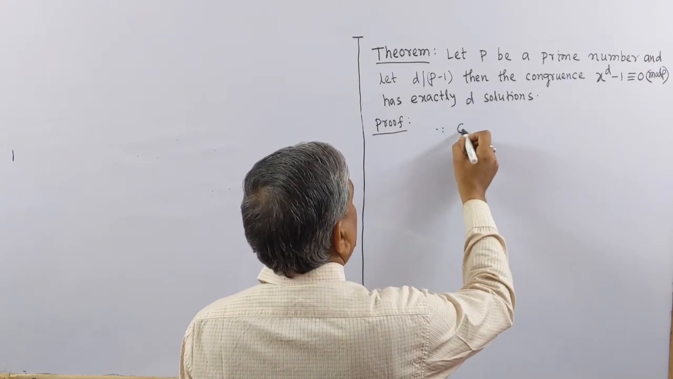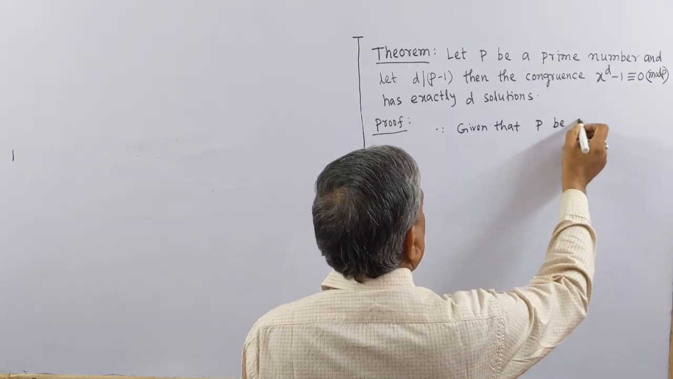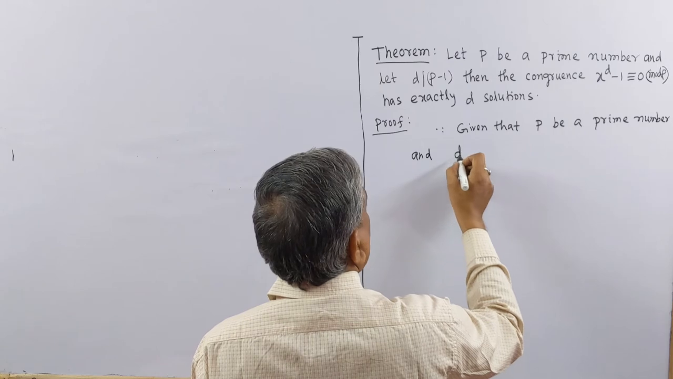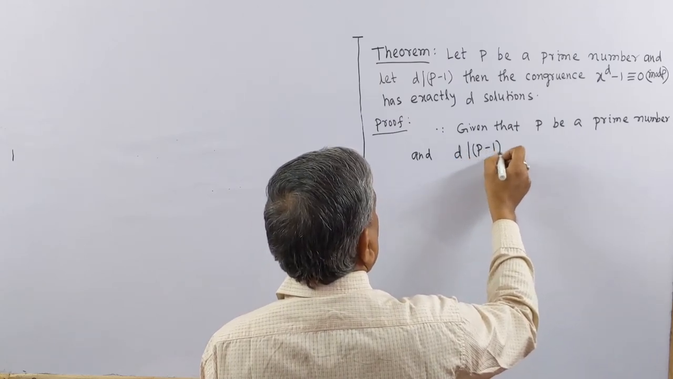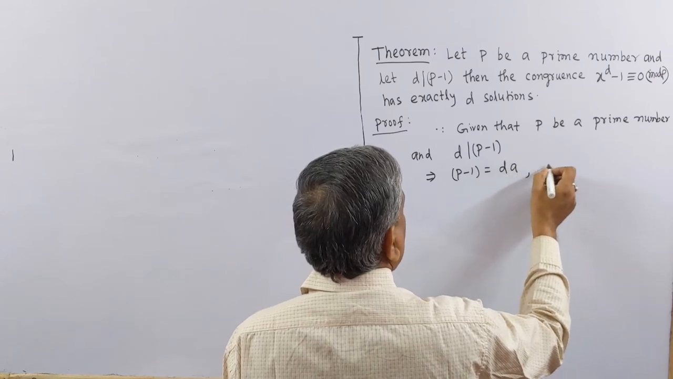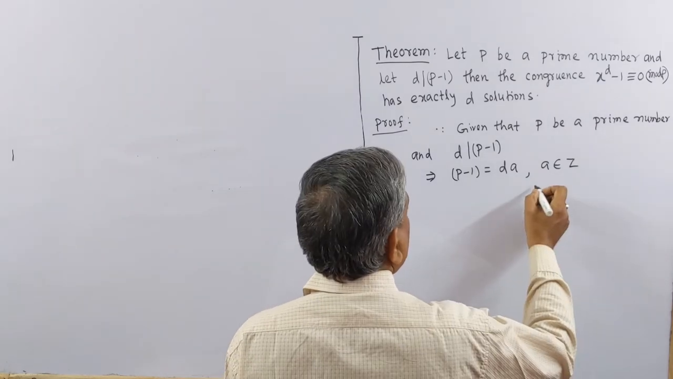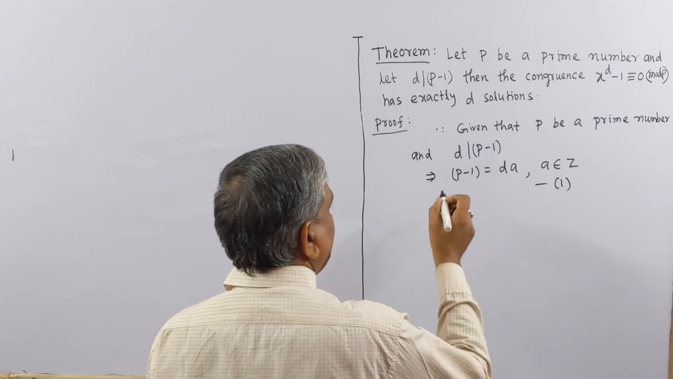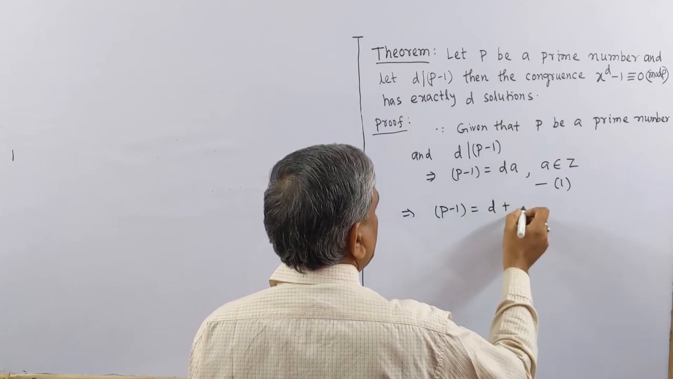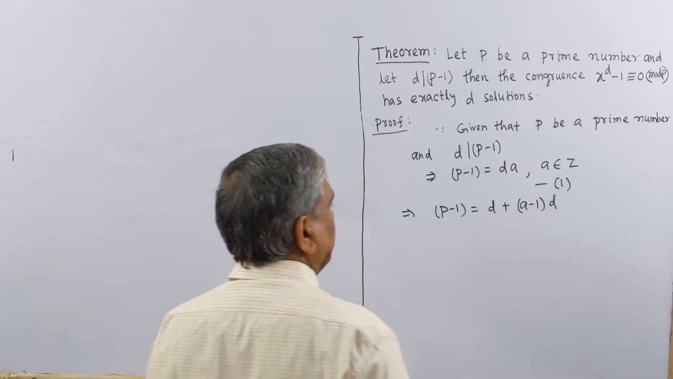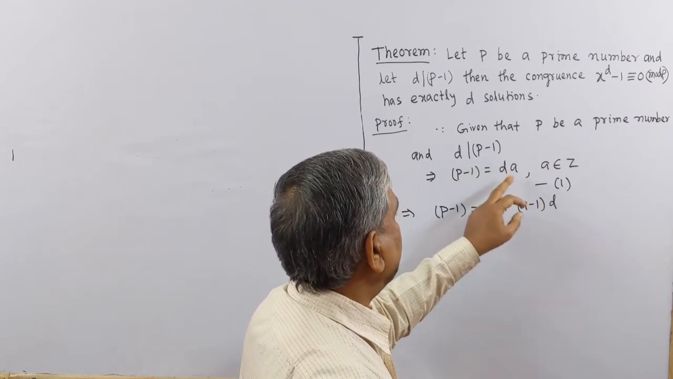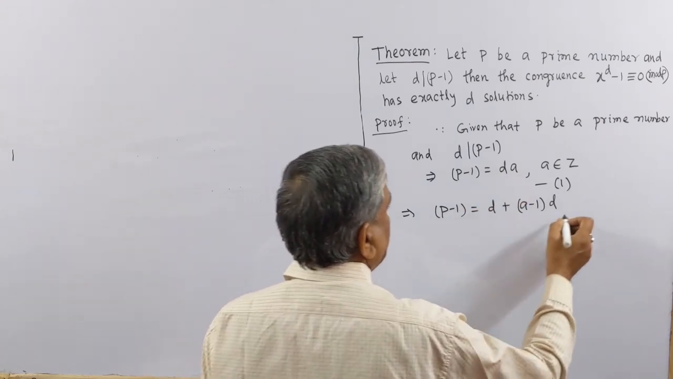Since it is given that P is a prime number and D divides P minus 1, this implies that P minus 1 equals D multiplied by an integer A, where A belongs to Z. Let this be number 1. We may write P minus 1 equal to D plus (A minus 1) into D. Here D and minus D cancel, only AD remains, that is DA. This is number 2.